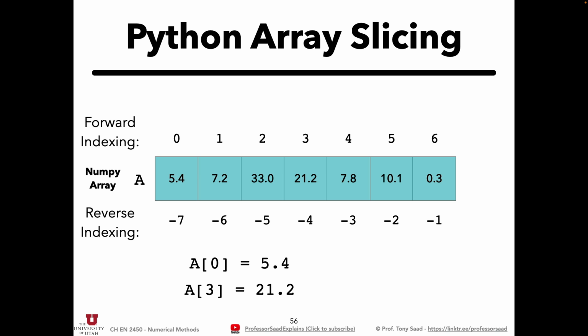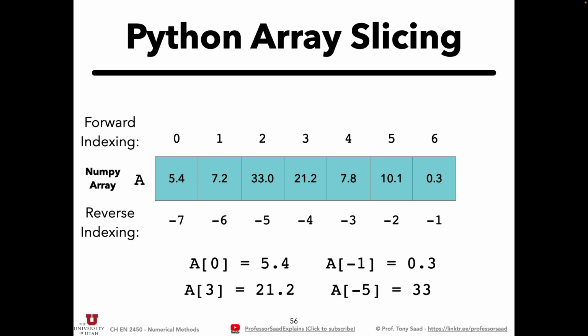Why is this useful? You're going to see a lot of usefulness for it once we hit ODEs, but why is this useful just in general? What if I tell you, give me the last item in an array? What would you do? First you have to figure out what the length of the array is, n equals the length of the array, and then you have to index to that point. Here I can just say A minus 1 is going to give me 0.3. A minus 2 is going to give me 10.1, and so on. Very powerful. So think of Python arrays not as a line, think of them as a circle. You can go clockwise or counterclockwise.